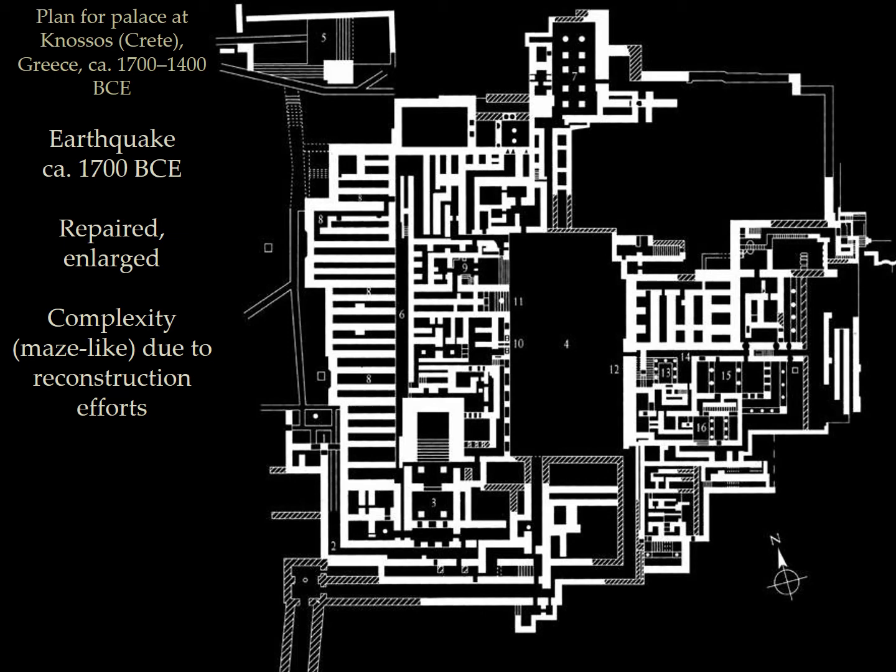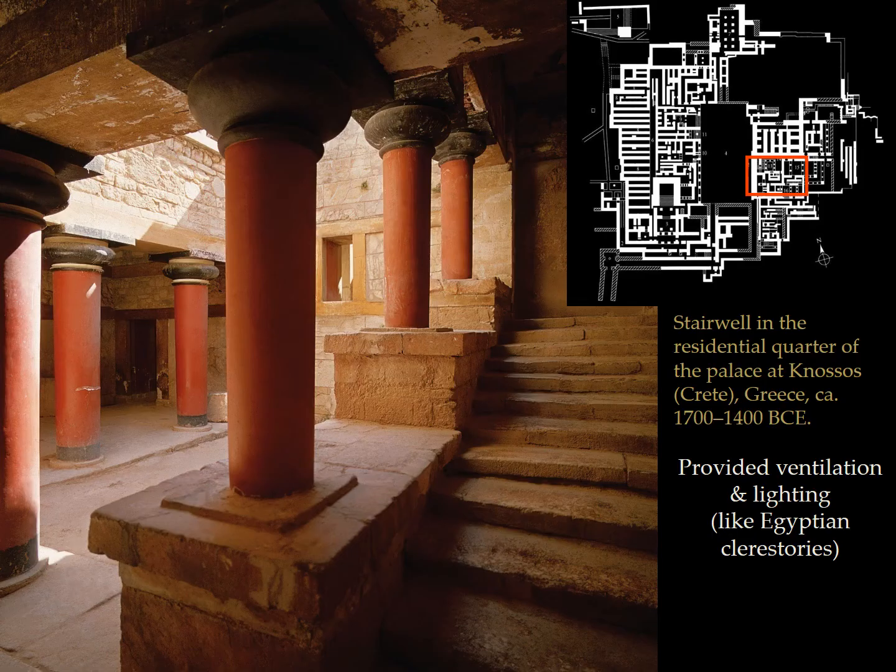The complexity and maze-like confusion of the building is due to these reconstruction efforts in which there are passageways that do go nowhere because they did not dig out all of the refuse and rubble from the previous earthquake, merely building new passageways and ways around the palace or the economic center.